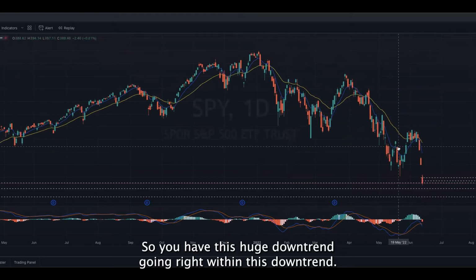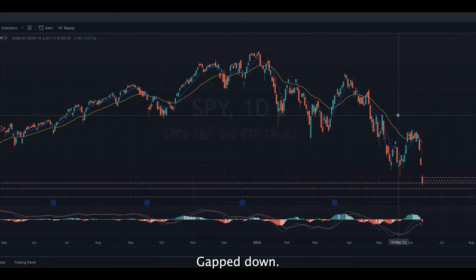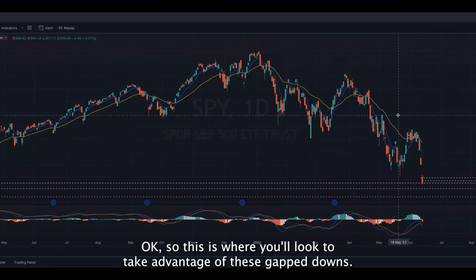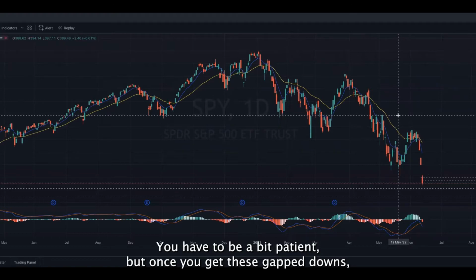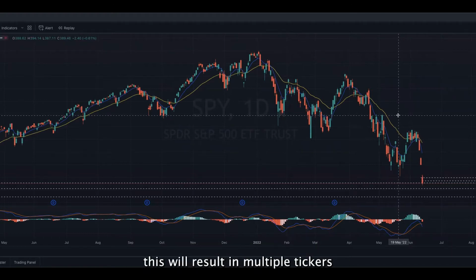Within this downtrend, you will have gaps, right? Gap downs. Okay. So this is where you'll look to take advantage of these gap downs. You have to be a bit patient, but once you get these gap downs, this will result in multiple tickers having gap downs as well, right?